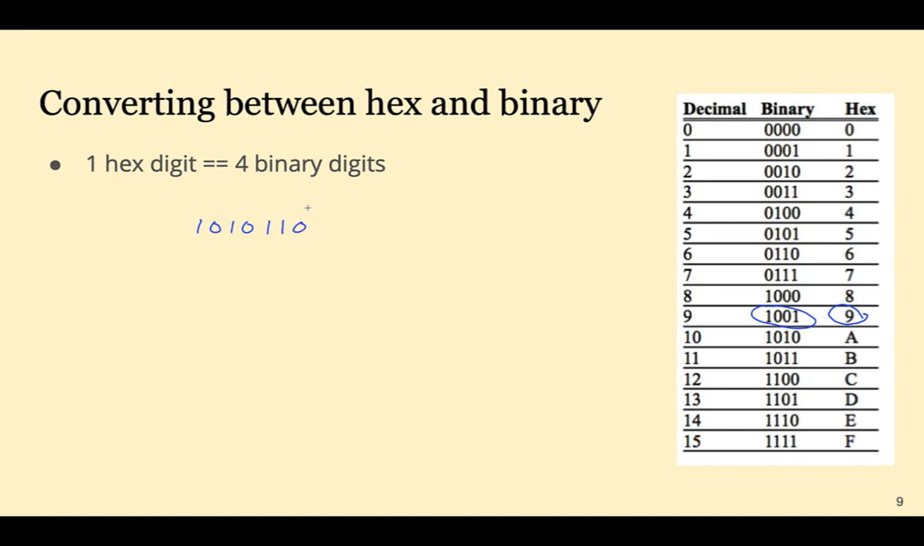We'll start with the least significant bit on the right, and I'll draw a squiggly line to separate 4 bits. This is 6, and this is 5. So 1010110 in binary would be 56 in hex. And of course you can go the other way as well.